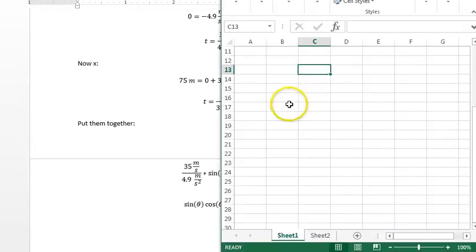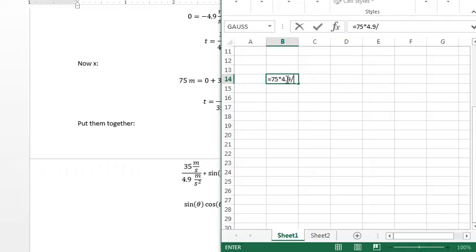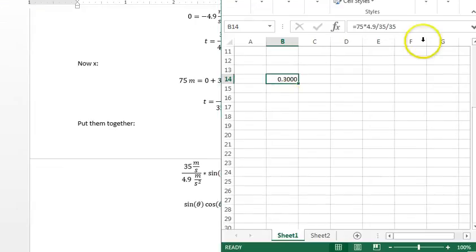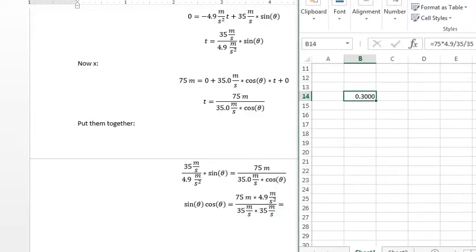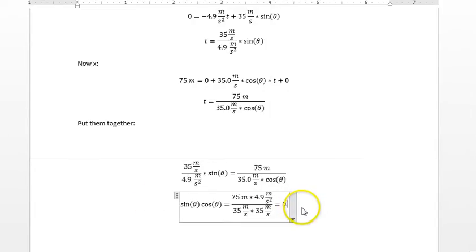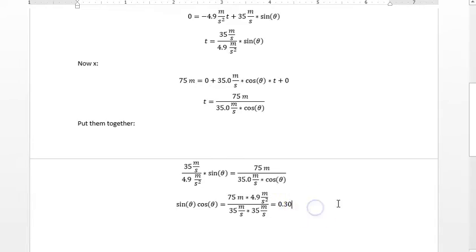And so I'm going to go over here and multiply this out real quick. 75 times 4.9 divided by 35 divided by 35. Okay, so we get 0.3, right? So 0.300 or 0.30 is what we get for this.